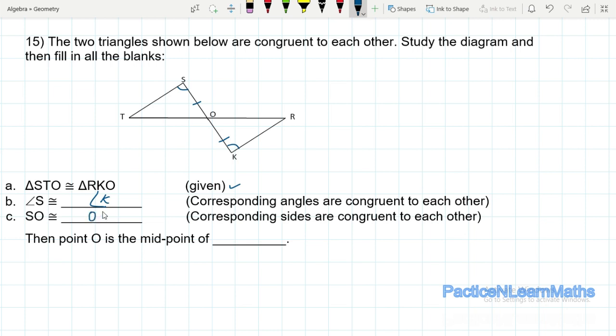SO is this side, so it should be OK. And if the point O is the midpoint of SK, since SO is equal to OK, O is the midpoint of SK. That's the answer.